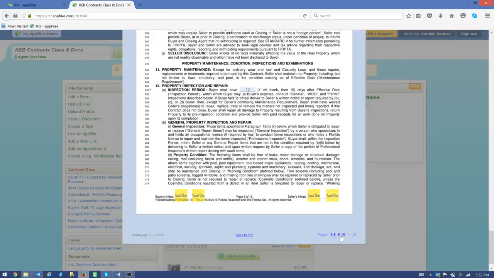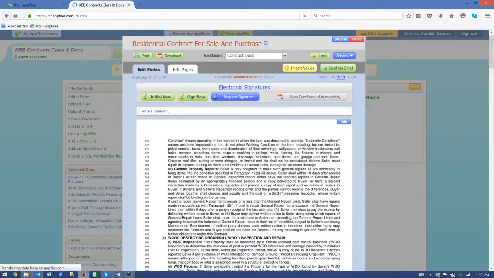So let's learn now what is working condition. Working condition means operating in the manner in which the item was designed to operate. So it's got to function, it's got to work. That's it. Doesn't mean it has to work well or be pretty, just that it has to work. Okay?